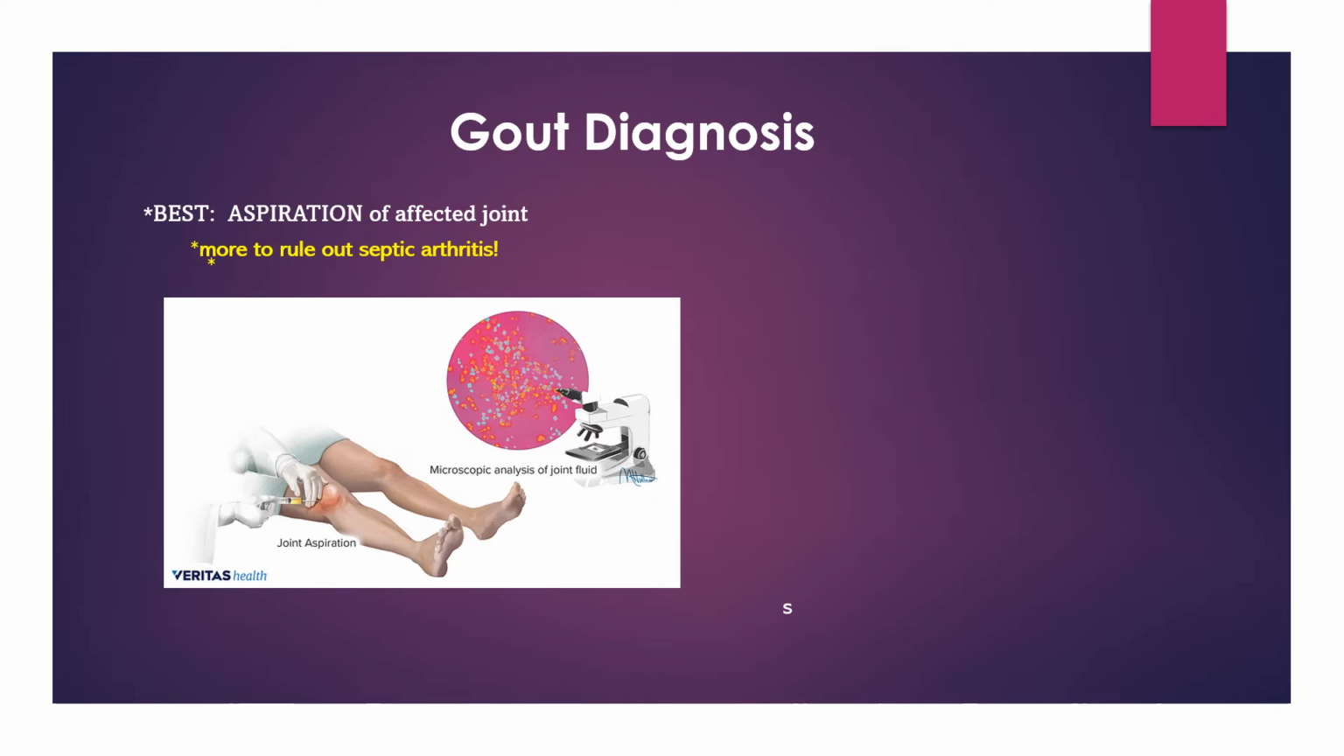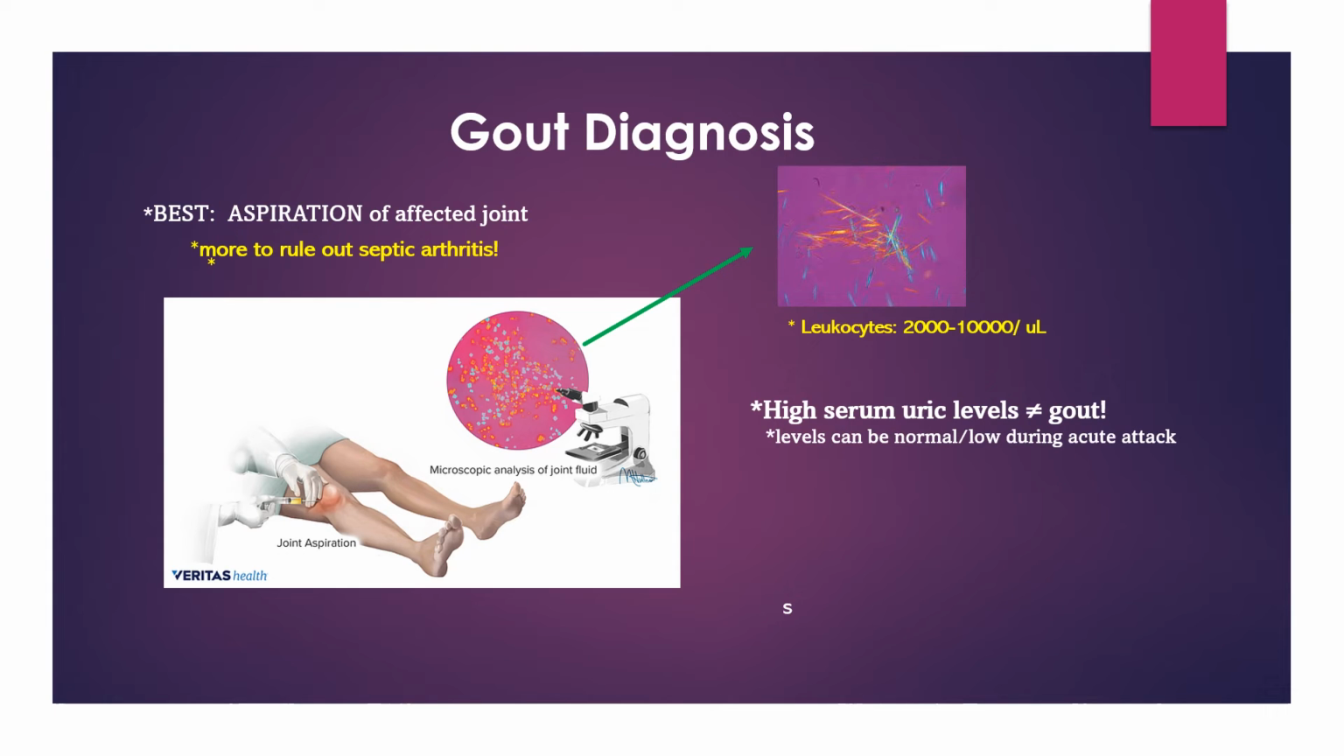Like if someone has a knee like this and presents like this at the clinic, we often think, uh-oh, is this a septic arthritis, maybe from gonococcal or from something else? So you have to aspirate it more for ruling out the septic arthritis, and you may send it out and then say, oh, look, there are these negatively birefringent crystals. It's gout. There it is. Leukocytes can be high from inflammation, 2,000 to 10,000. And again, remember, high serum uric acid levels does not equal gout.